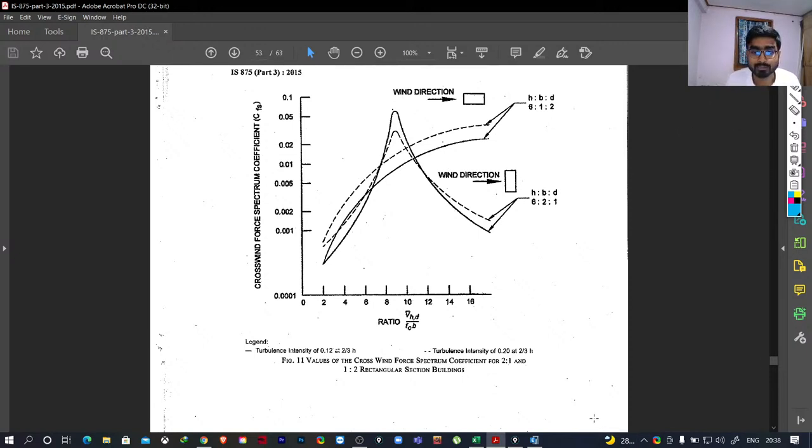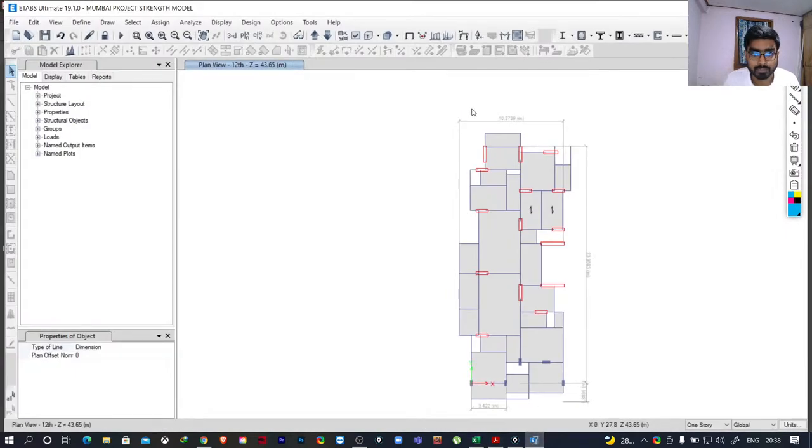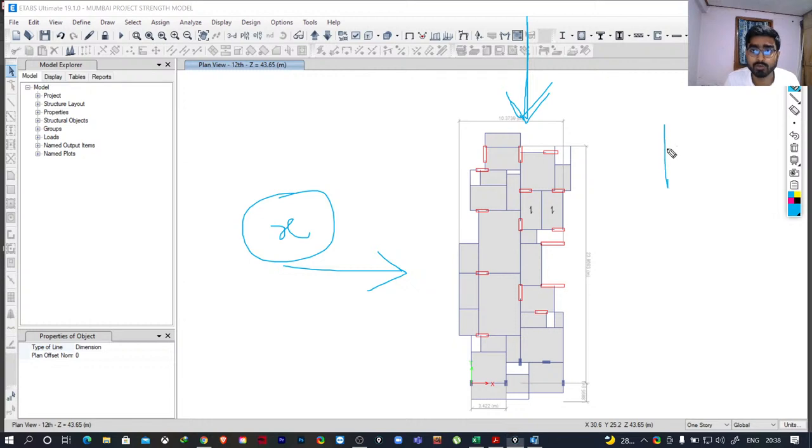So for us, the structure is oriented like this, and we are considering the force for this direction. This is the x direction that we have, right? So for this direction, this is across wind, right? So in that case, it will be coming from this direction now. For x, across wind will be coming from this direction. So it will be this shape, right?